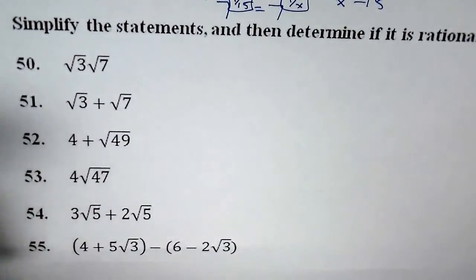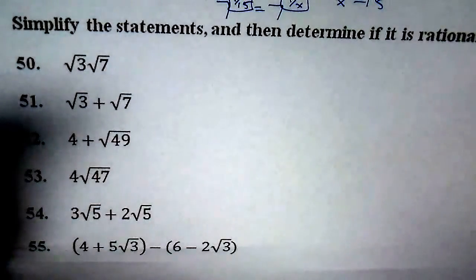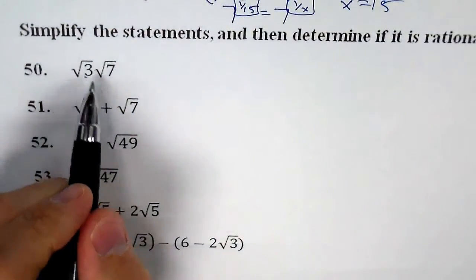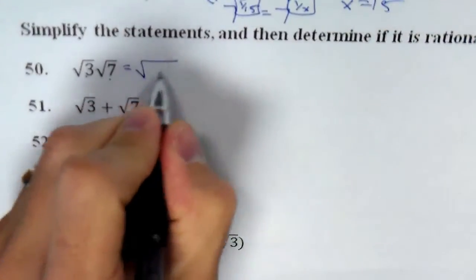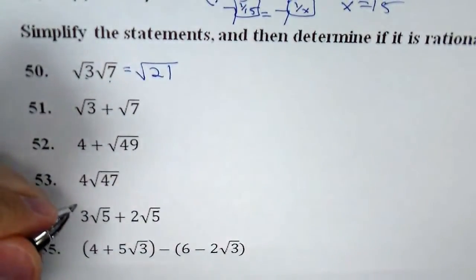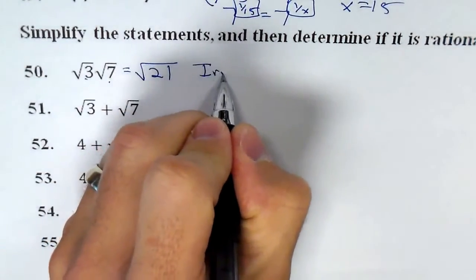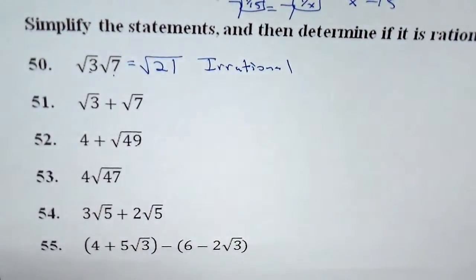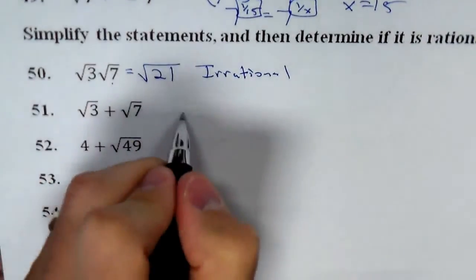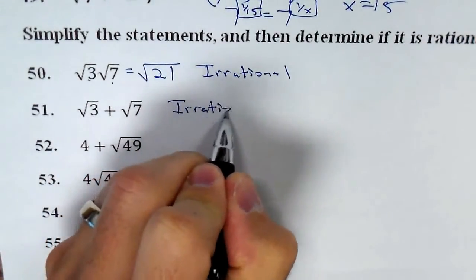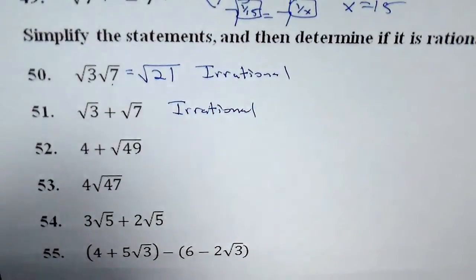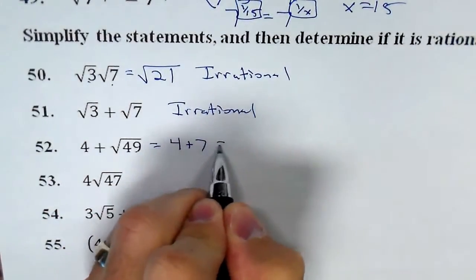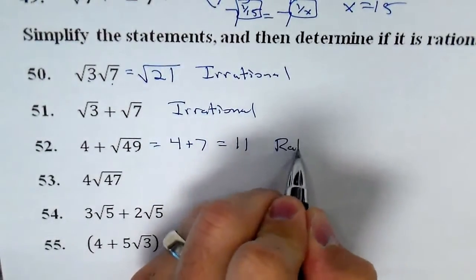Our last set here, let's simplify the statements and determine if it's rational or irrational. So if I do square root of 3 times square root of 7, I get the square root of 21. That is not a perfect square, it does not simplify down, so it is an irrational number. If I add the two, I can't combine them and make them the square root of 10, so that doesn't work either. It is also irrational. But on 52, it's a little bit different because the square root of 49 is 7, so now it's 4 plus 7, and I get 11, and that is a rational number.